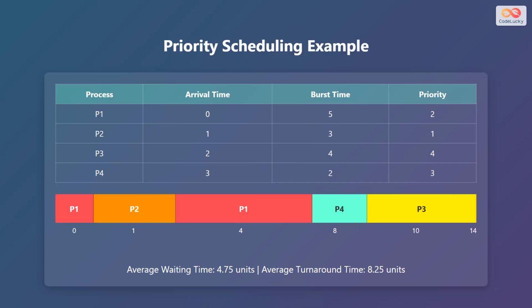In preemptive scheduling, the Gantt chart shows the execution timeline. Process 1 starts but is preempted by Process 2, which has higher priority. Process 1 resumes, then Process 4 executes, followed by Process 3. The average waiting time for these processes is 4.75 units, and the average turnaround time is 8.25 units.